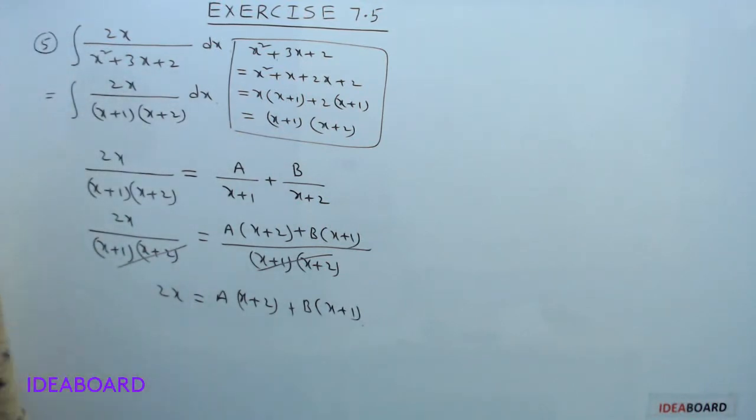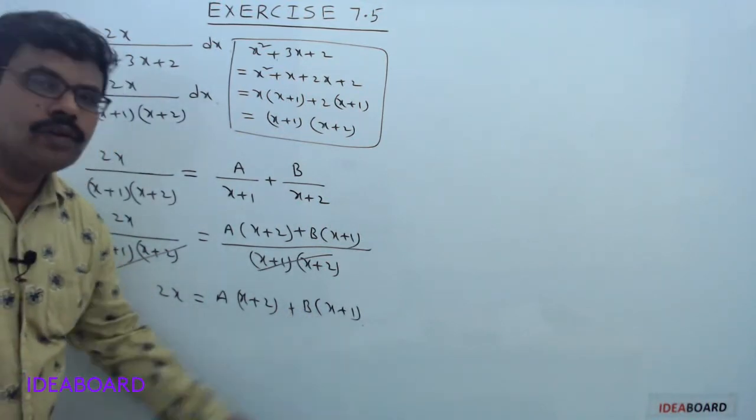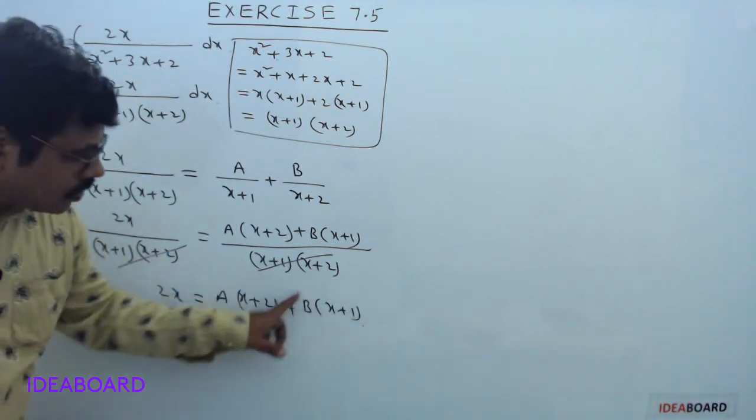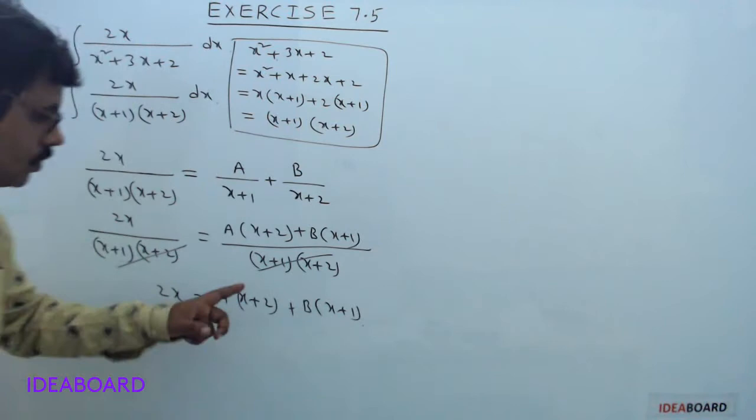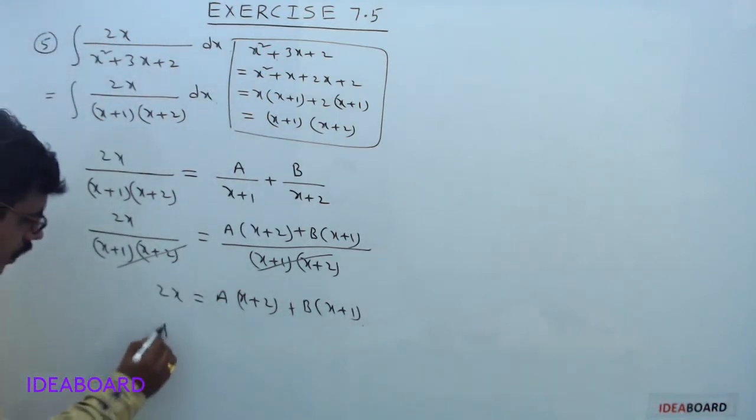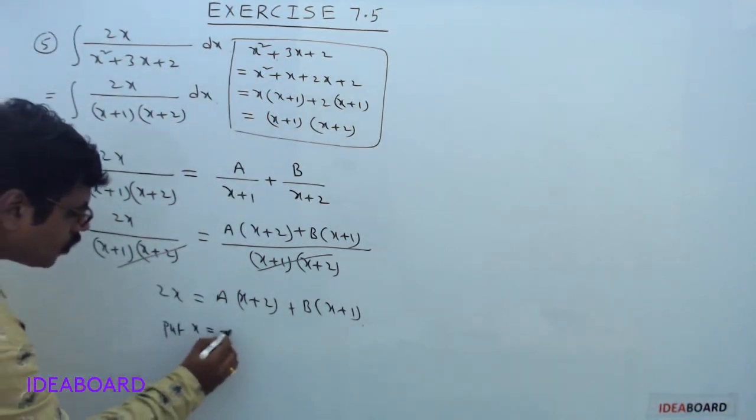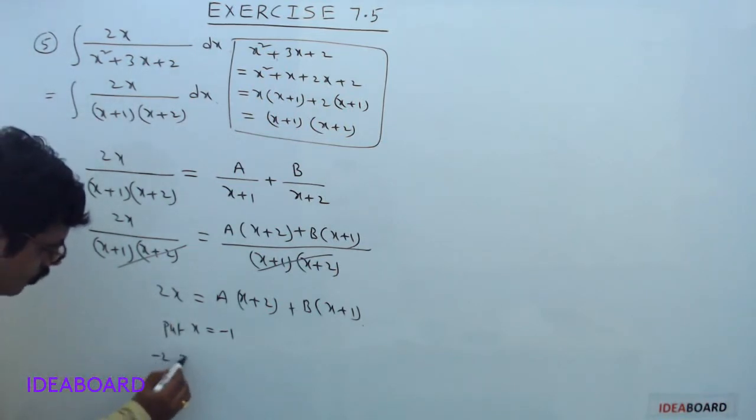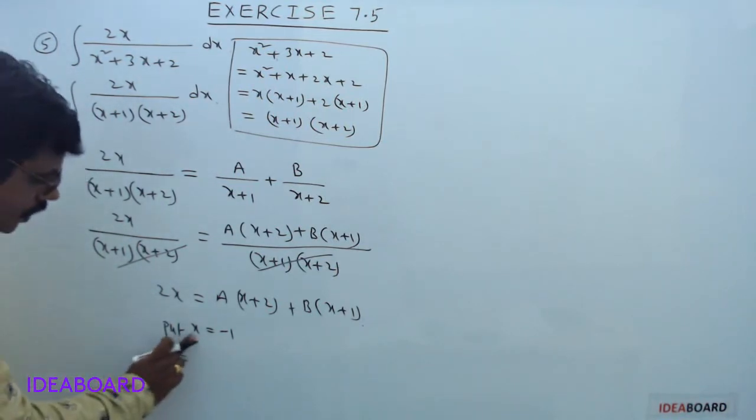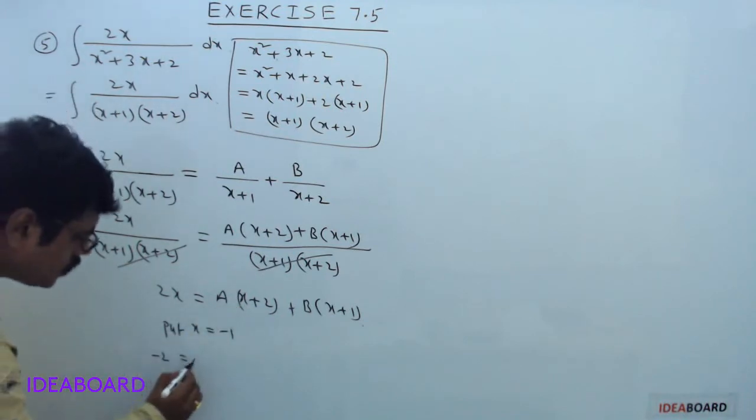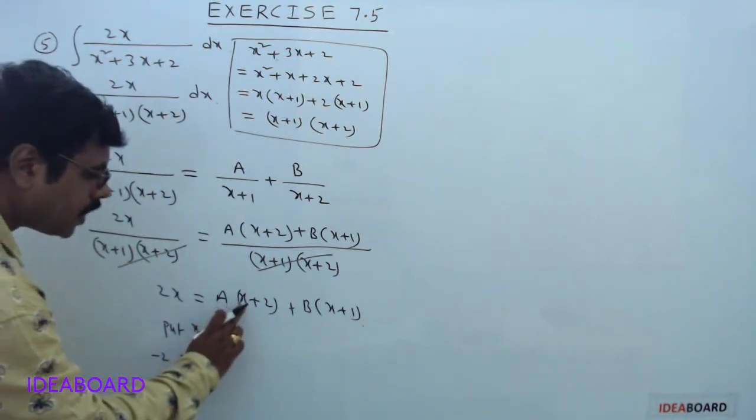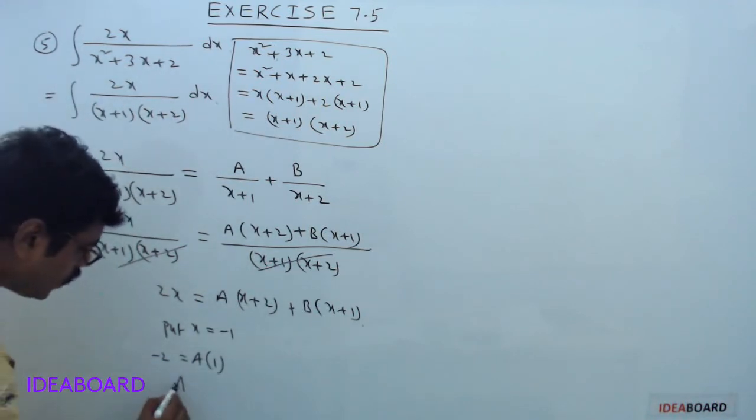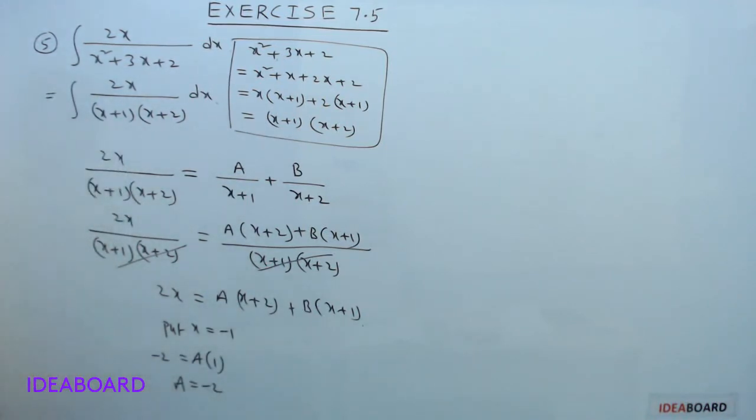To find the value of a, make the second term 0. By substituting x equal to minus 1, automatically this value will be 0. So put x equal to minus 1. So 2 into minus 1, minus 2, equal to a into minus 1 plus 2, it will be plus 1. So therefore a equal to minus 2.